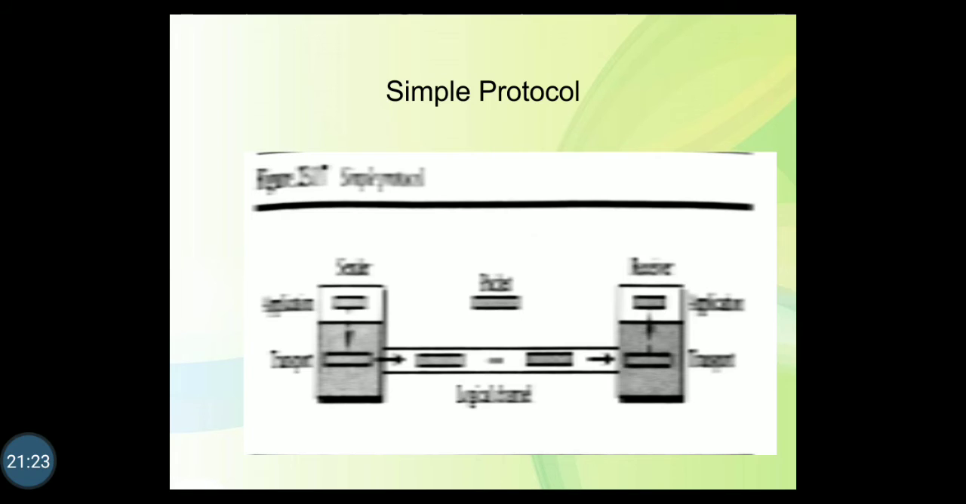Now first we'll see the simple protocol. This is the first protocol, a simple connectionless protocol with neither flow nor error control. The receiver can immediately handle any packet it receives. The receiver can never be overwhelmed with incoming packets.